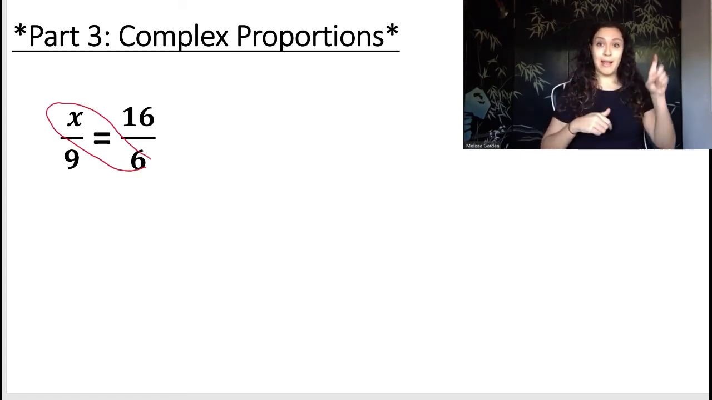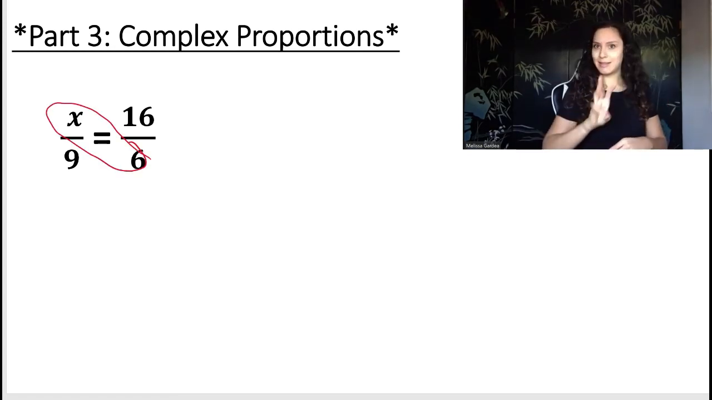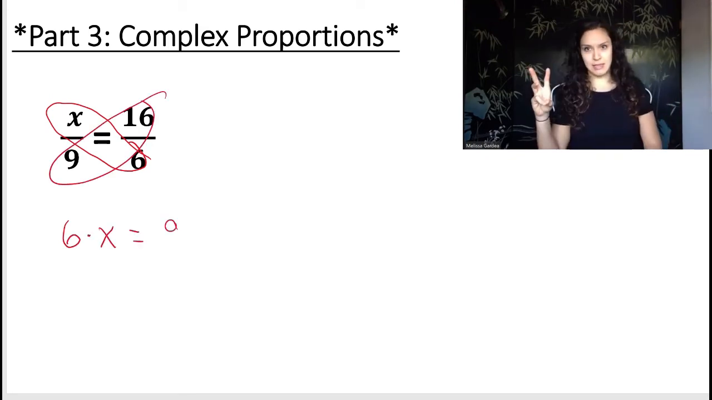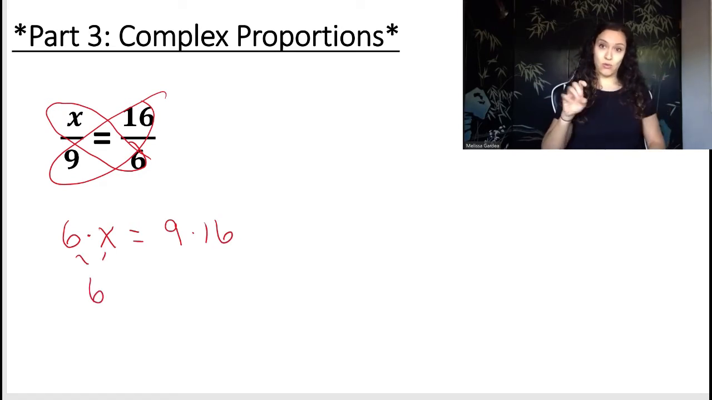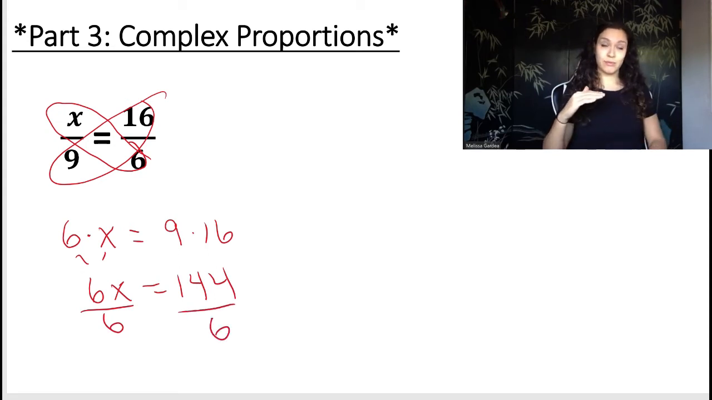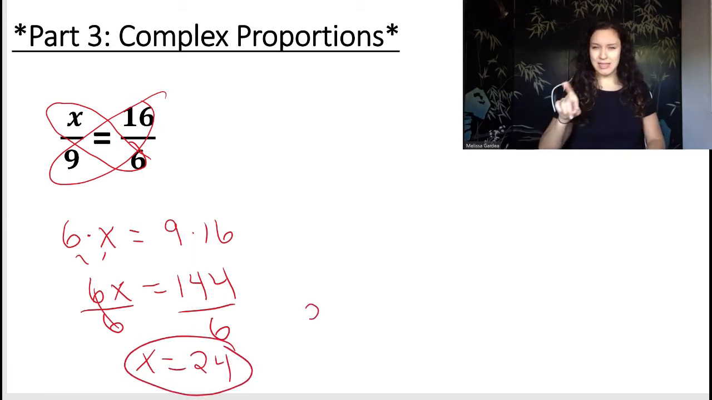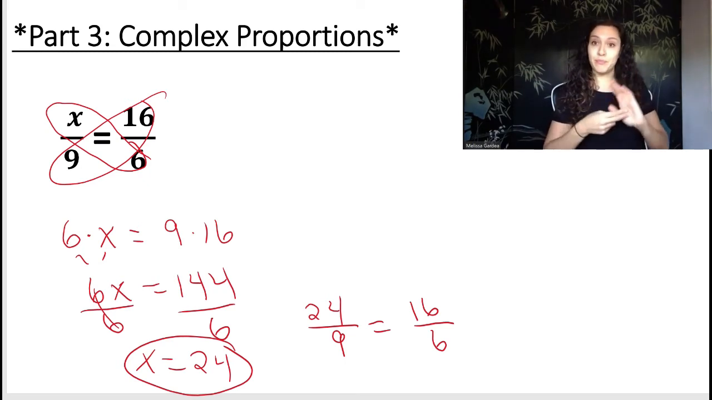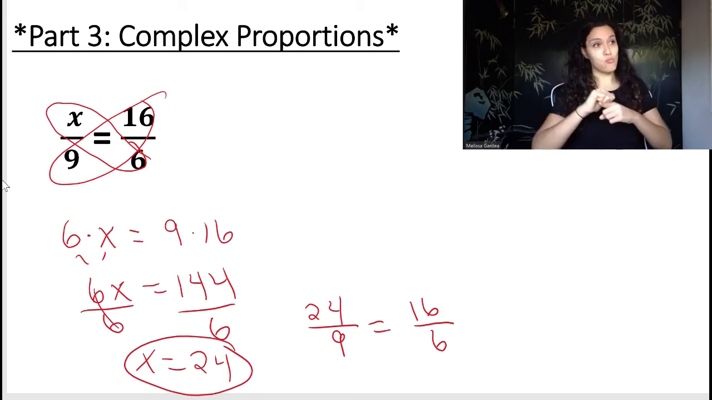All right, so hopefully you did x times 6. You could have written 6 times x. It does not matter. And then 9 times 16. That makes 6x equals 144. Divided by 6, divided by 6. And x equals 24. Remember what we're saying. We're saying 24 out of 9 is the same thing as 16 over 6. And if you simplify both of them, you should get the same fractions, because it would mean that they're proportional.